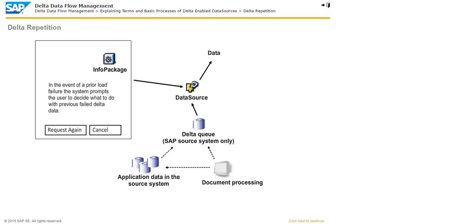The process flow is as follows. A delta update fails. When the next delta update is executed, the user is informed that the delta update is repeated when the InfoPackage is executed, and this occurs automatically with background processing. A data request for update mode R is sent to the source system. The new and changed data records are transferred from the delta queue to the BI system again.